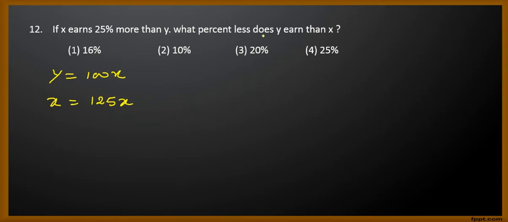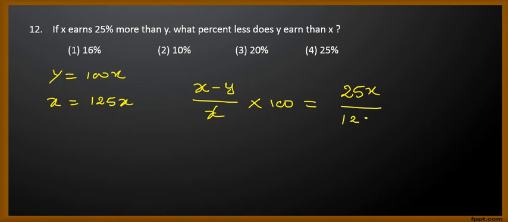What percentage less does y earn than x? What is the required value here? The required value is x minus y. What is the reference value? x, because y earns less than x. So x is the reference value, into 100. So that is nothing but 125x minus 100x, that is 25x by 125x into 100. That is nothing but 20%. So the answer is option 3.